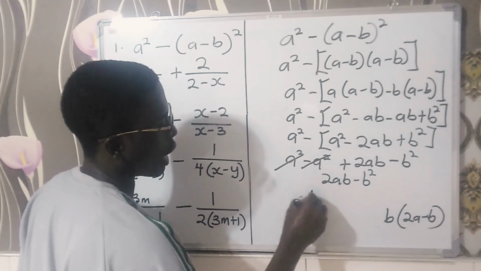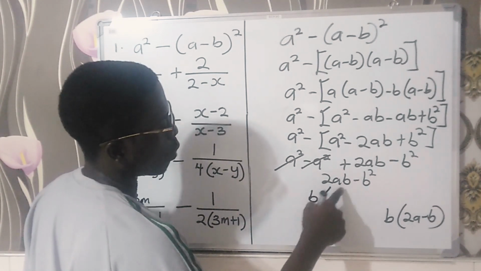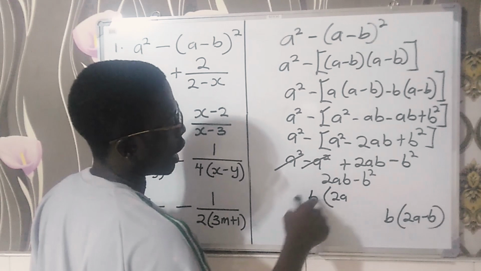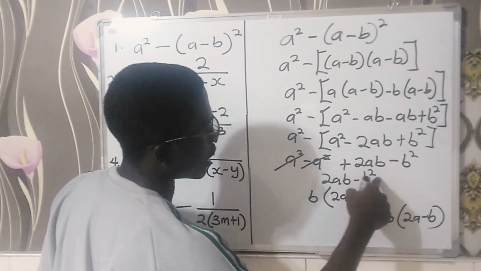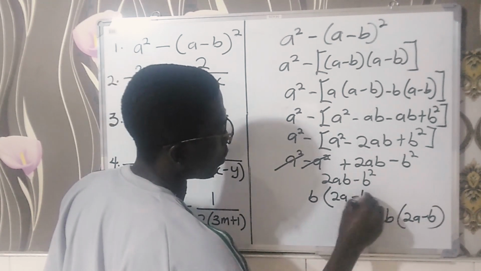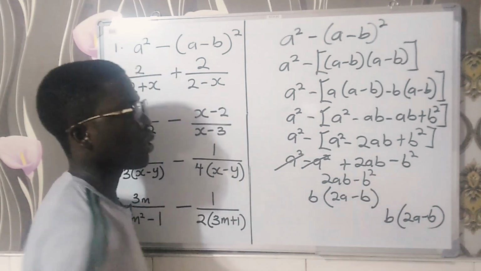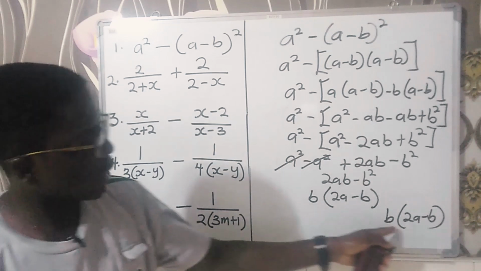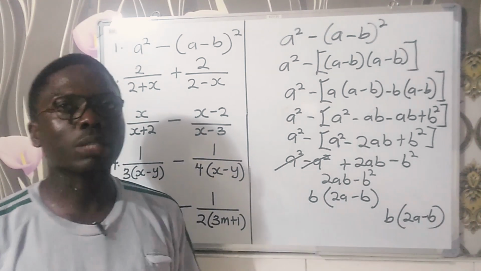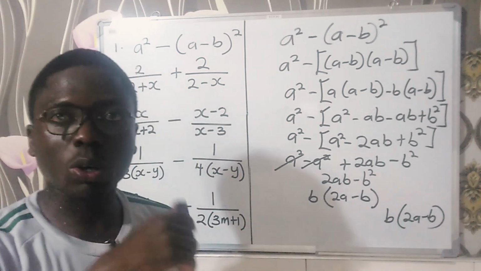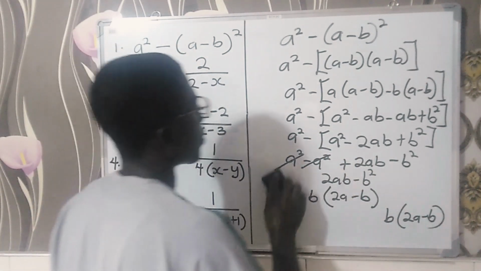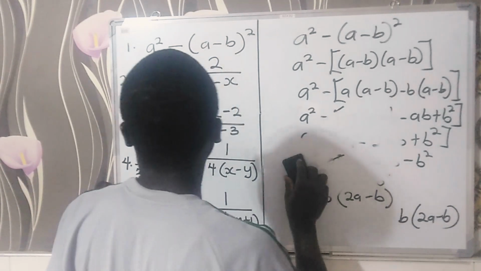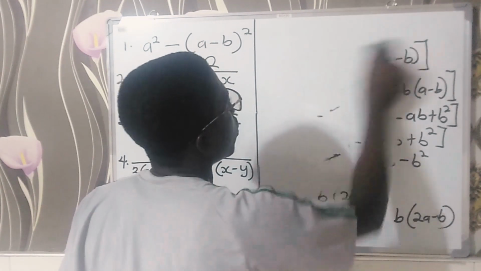So we bring b out, and then b into this 1 times this is 2a, and then b into this, b takes one of this b. So we'll be left with 1b, and this arrives at the same answer as we had for the first one. If you want to copy it as well, please pause the video and copy it. Let's move on to the second question.